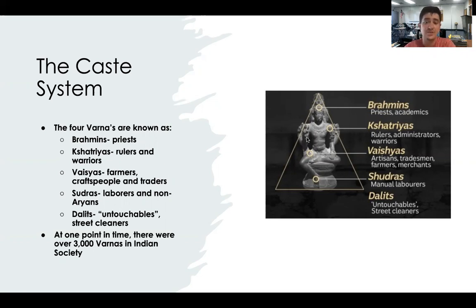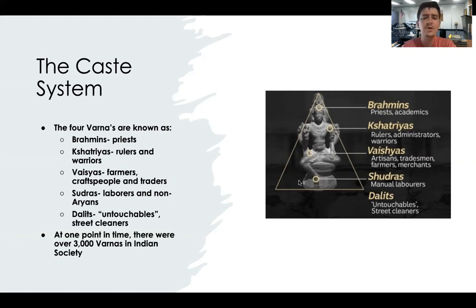Then you have the Kshatriyas, who are the warriors, the kings, queens, rulers, and fighters. You notice they kind of make up the shoulder, chest area of the person. Then we have, in the middle, the Vaisyas, who are the farmers, the craftspeople, and traders. So they make up kind of the midsection, the thighs of a person.